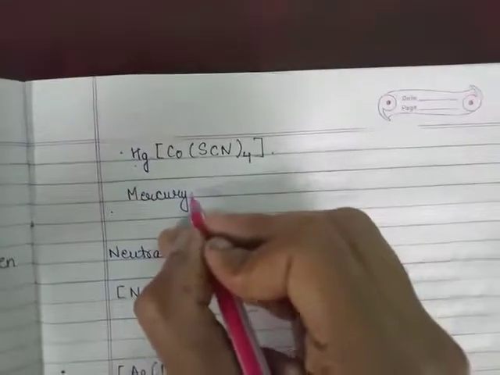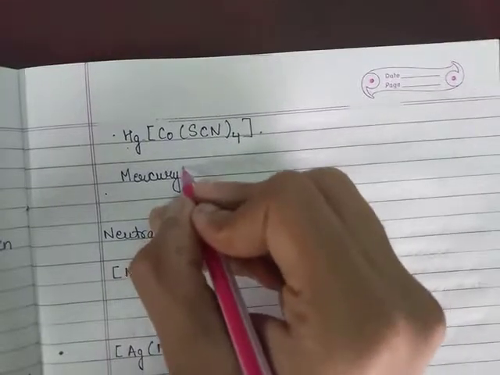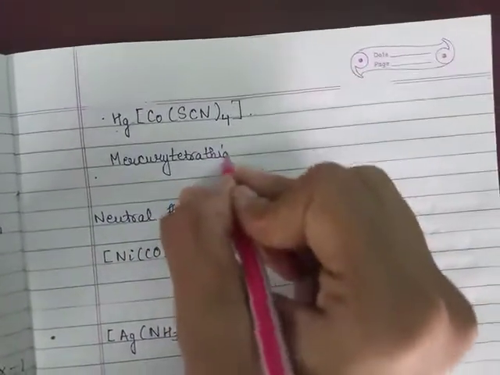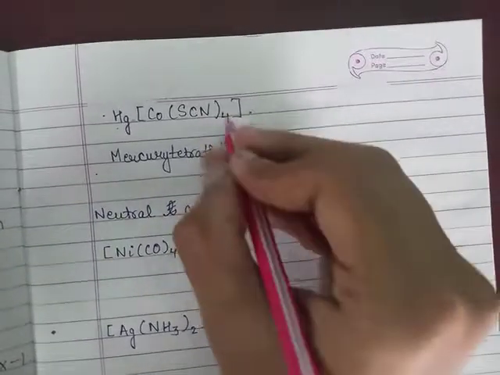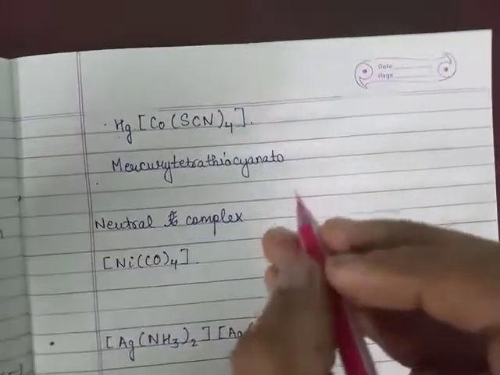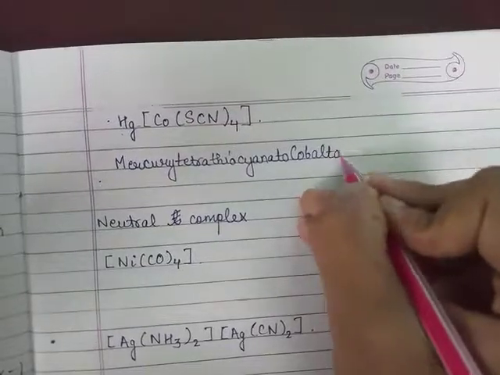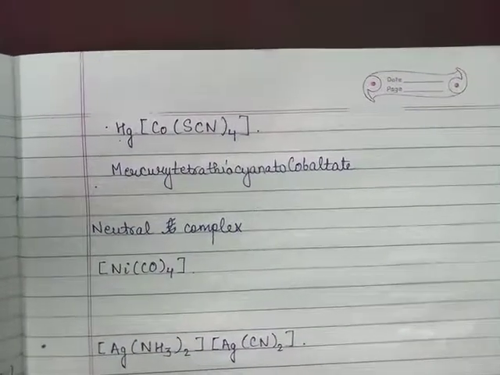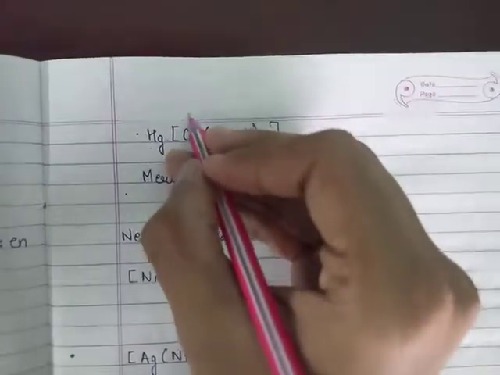So mercury, here since 4 is there, it will be tetra thiocyanato. You understand why I wrote tetra? For 4. Tetrathiocyanato. Now what is this? Cobalt. Now cobaltate. I'm expecting that you can find out that modified name. Now cobaltate we wrote. Now we have to find out the oxidation number of this cobalt.